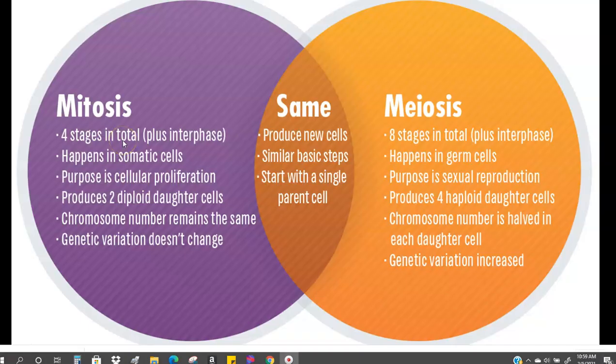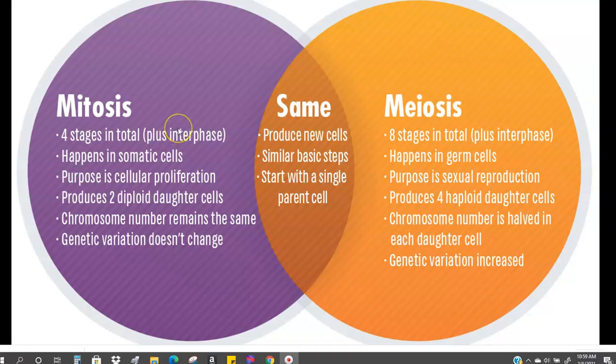We discussed the stages of mitosis. You have prophase, metaphase, anaphase, and telophase. So there's 4 substages of mitosis. Some of those stages can be divided, like early prophase and late prophase, but there's 4 main subphases of mitosis. And then you have interphase. So you have the 4 stages of mitosis plus interphase.